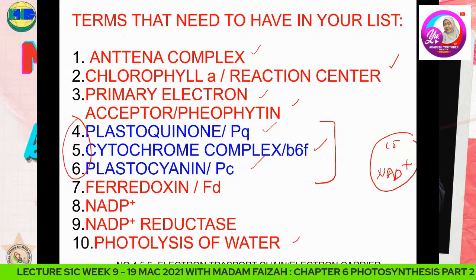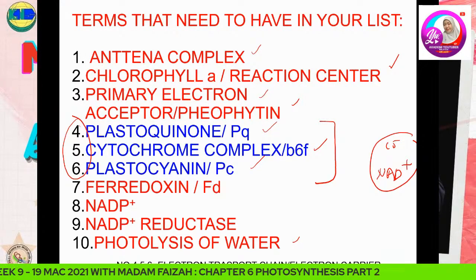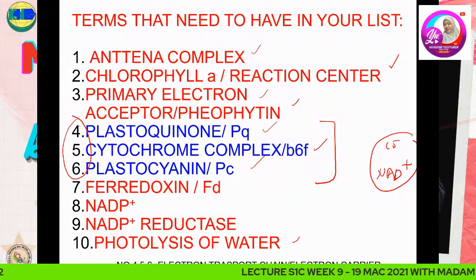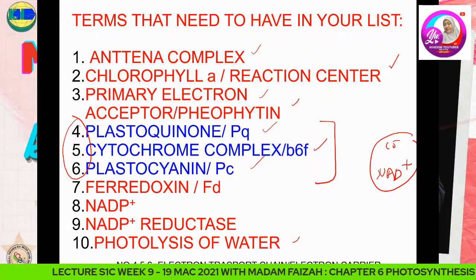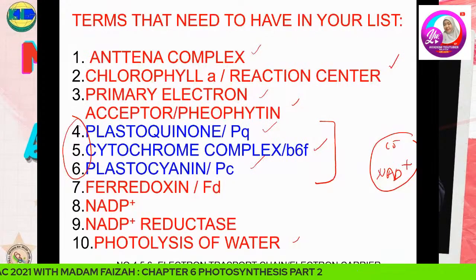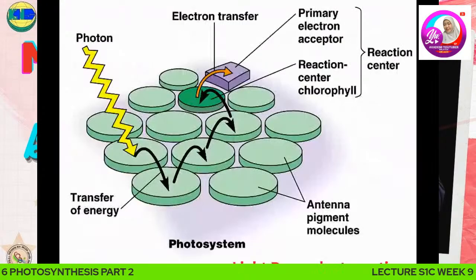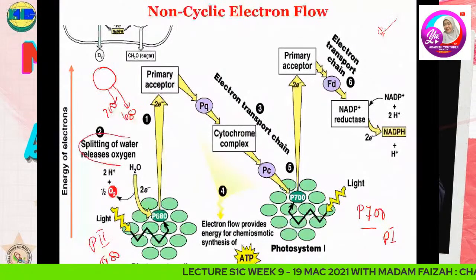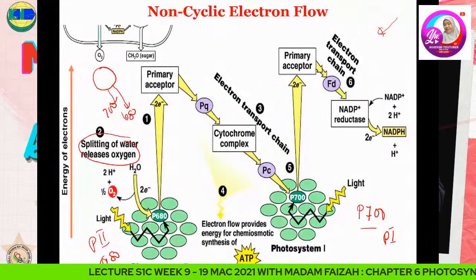The blue color, numbers 4, 5, 6, is what you need to fill in under electron transport chain: plastoquinone, cytochrome complex, and plastocyanine. After photosystem 1 is ferredoxin and NADP plus reductase. If you get those 10, you just fill in this color. So this is the photolysis of water, photosystem 2 just now.